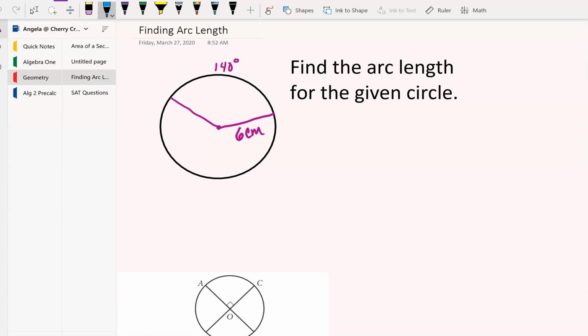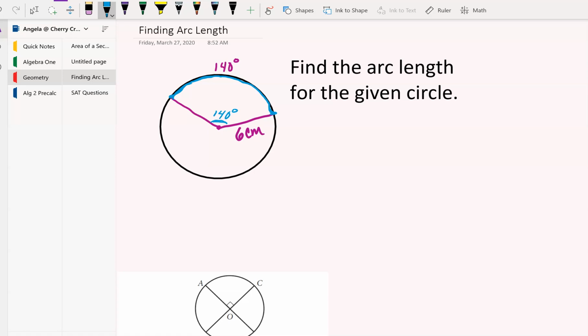Welcome! We are going to be finding the arc length of a circle, and that is just going to be the part of the circle that you see right here, as if there was a wire or a string being stretched from this point to this point and passing through a central angle of 140 degrees. So this is a 140 degree central angle, and we are going to find the actual length of this arc.